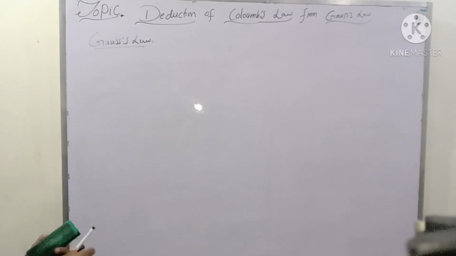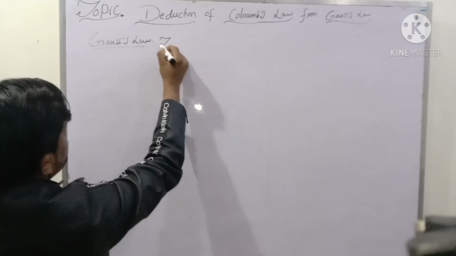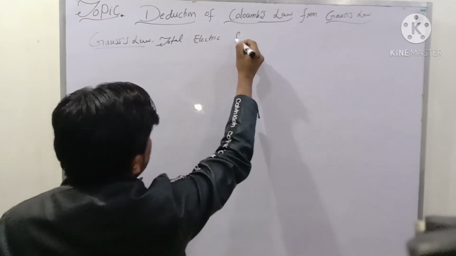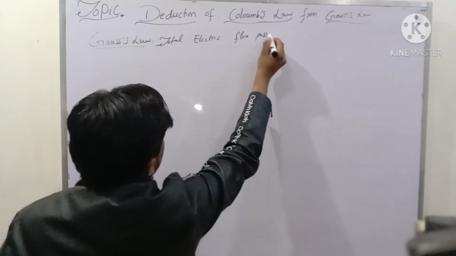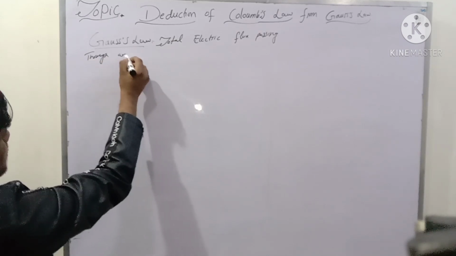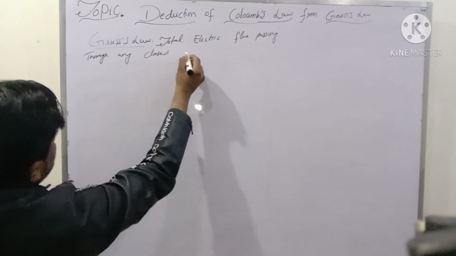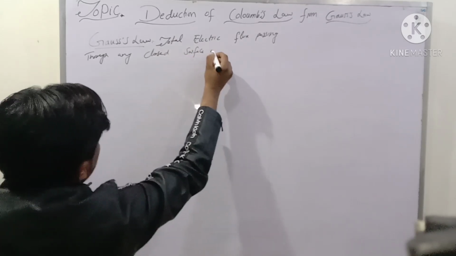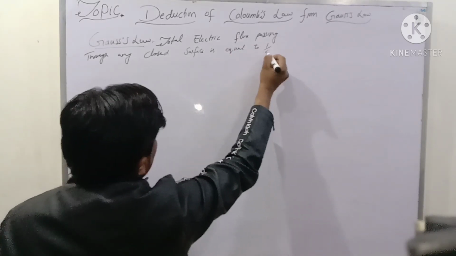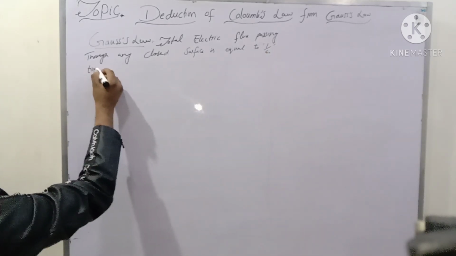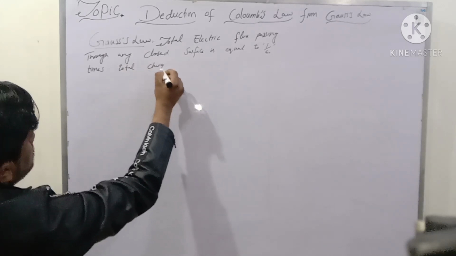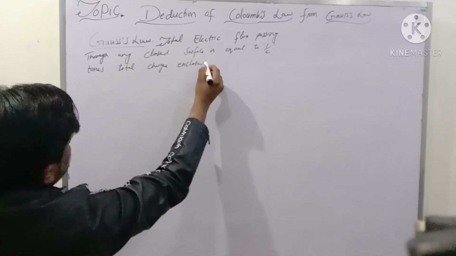Students, Gauss's law states that total electric flux passing through any closed surface is equal to 1 over epsilon naught times total charge enclosed by that surface.